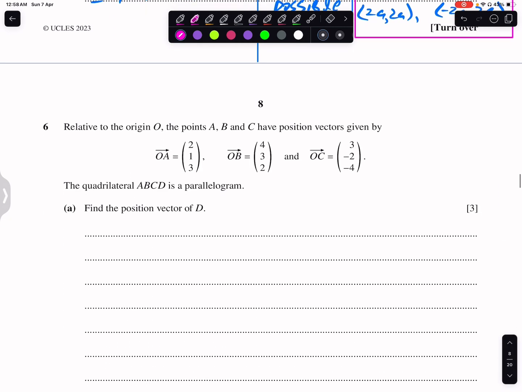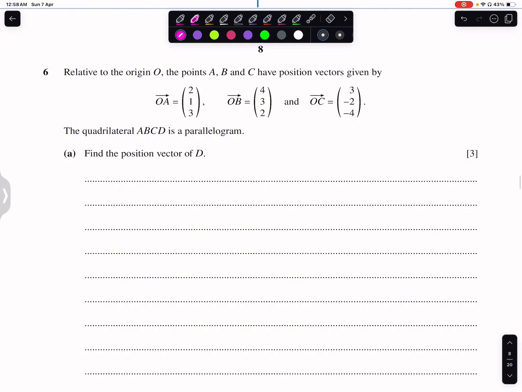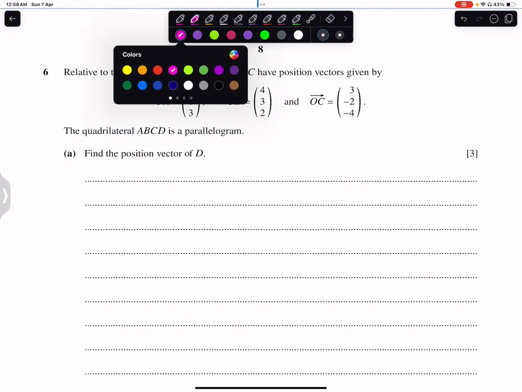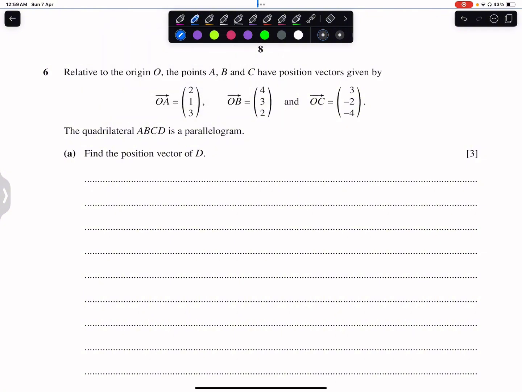Moving on to question 6. And this is from vectors relative to the origin O. The points A, B, C have the position vectors given. And you are required to find the position vector of D. The condition says that ABCD is a parallelogram, okay? So ABCD is a parallelogram. So let's draw a parallelogram.